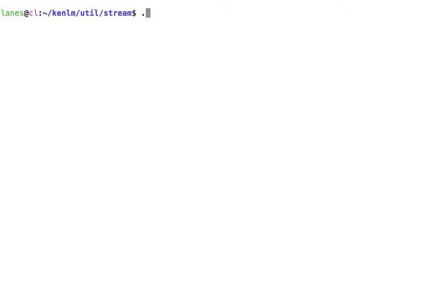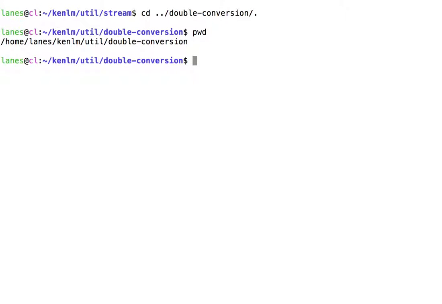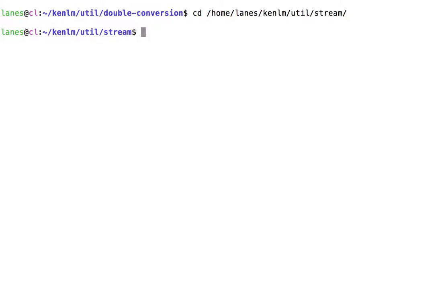Dot is another name for the current directory. That means dot dot slash double conversion slash dot means exactly the same thing as dot dot slash double conversion. The parent of double conversion is util. The parent of util is kenlm.